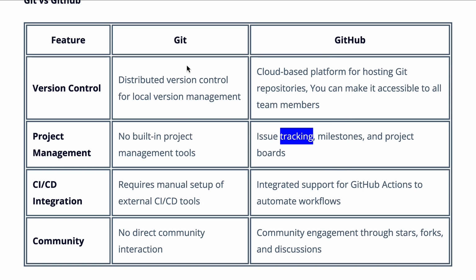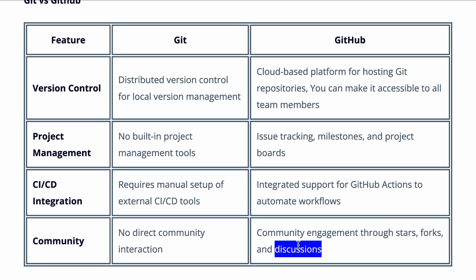And when you're making use of Git on your local machine, it's difficult to get community interaction. However, it's very, very easy if you'd want community engagement through GitHub. If you just make your repo public, others would be able to look at your code, and they can star your repo, or they can fork and contribute to your repo, or participate in the discussions as well.